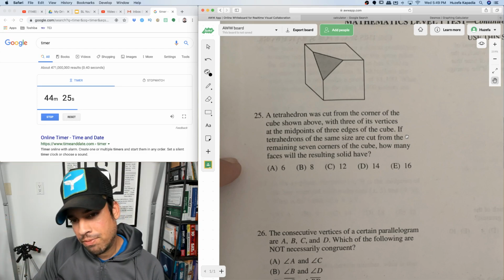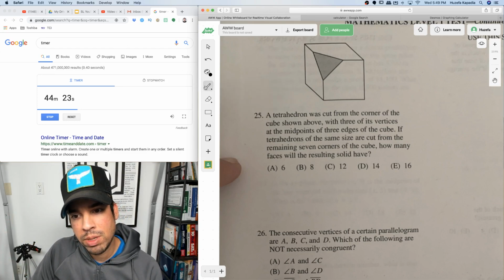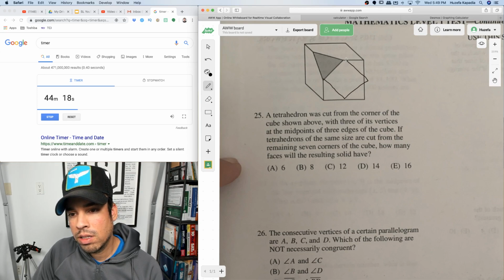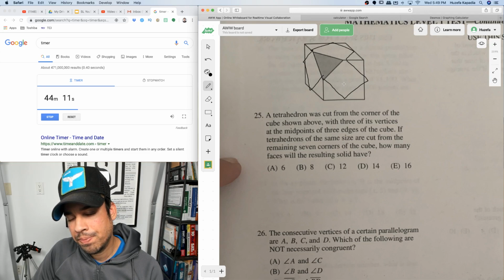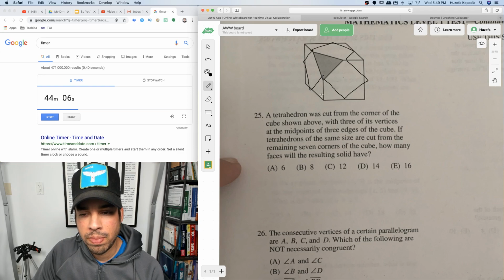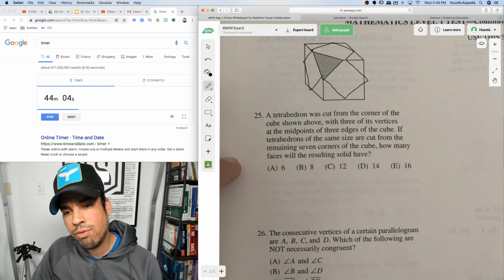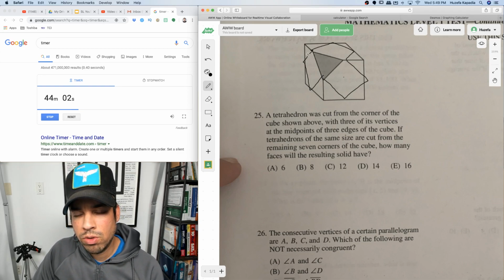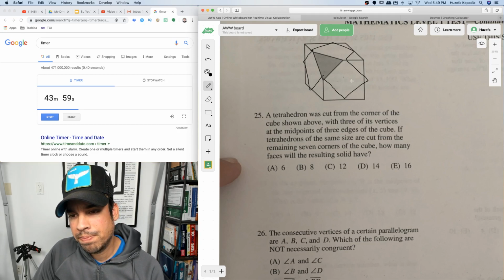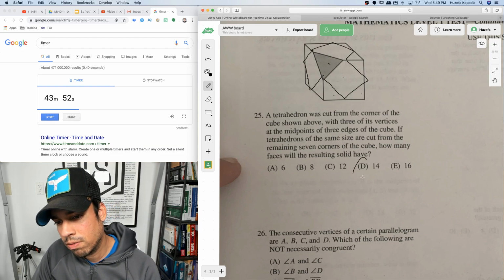The faces of this cube will still be there in these little diamond-type things, right? And then same up top, same over here. So technically it will still have all 6, right? But then at every corner it's going to have a new thing. So 6 and then 7, 8, 9, 10, 11, 12, 13, 14. I think it's 14.